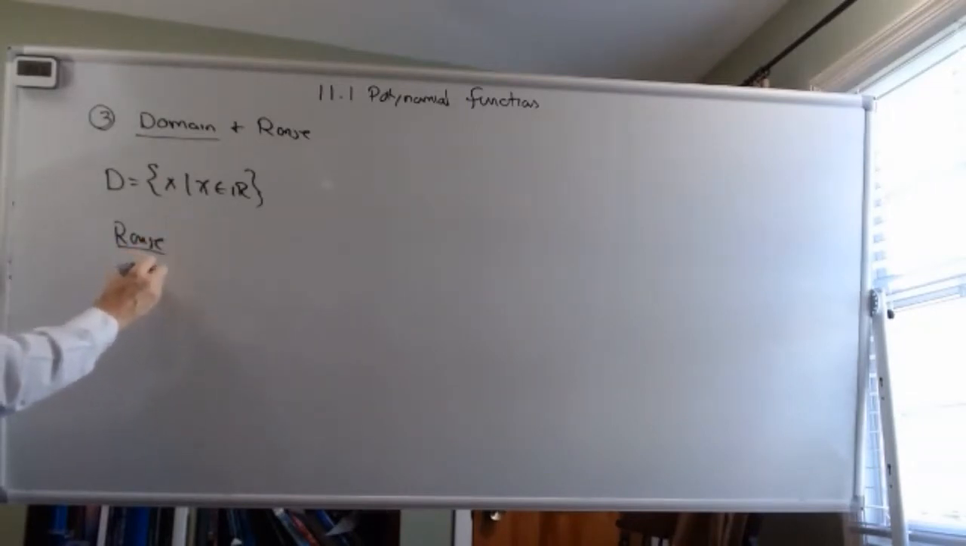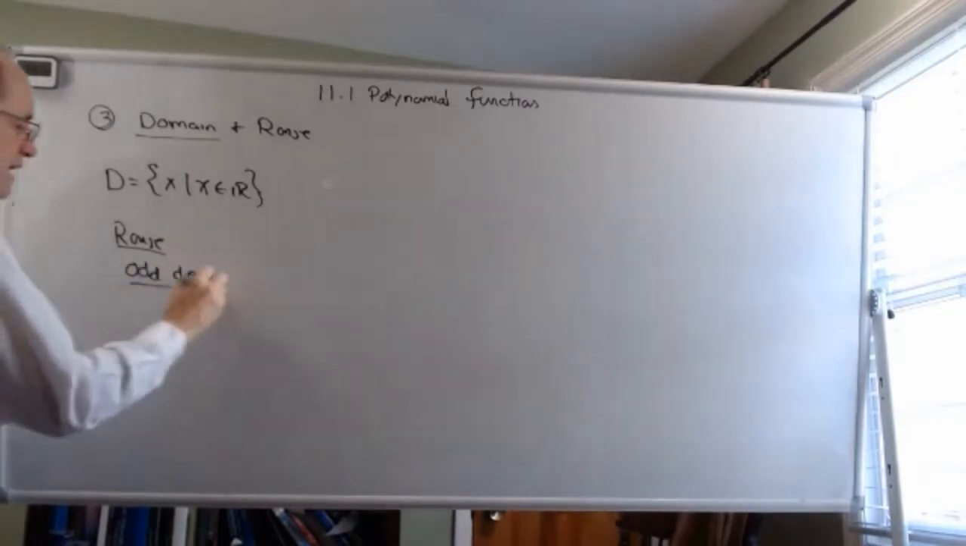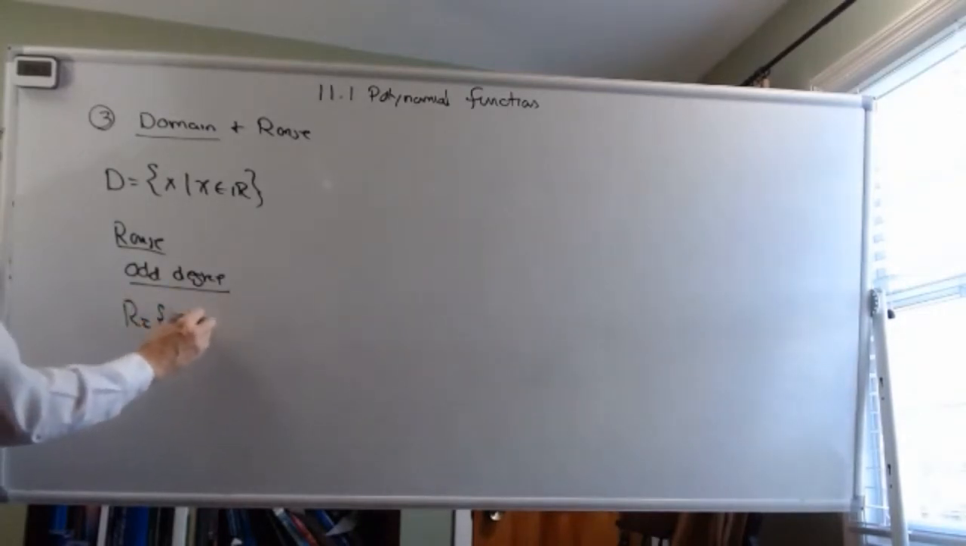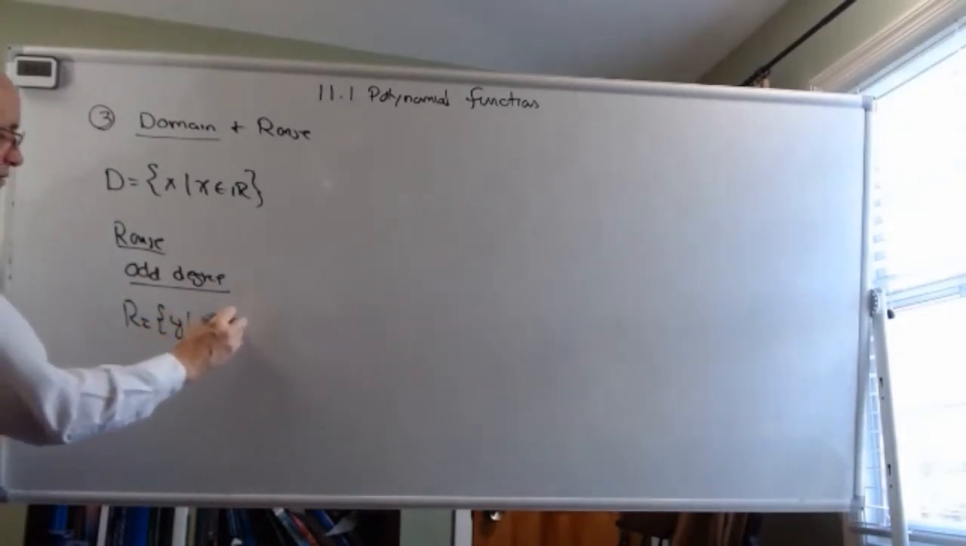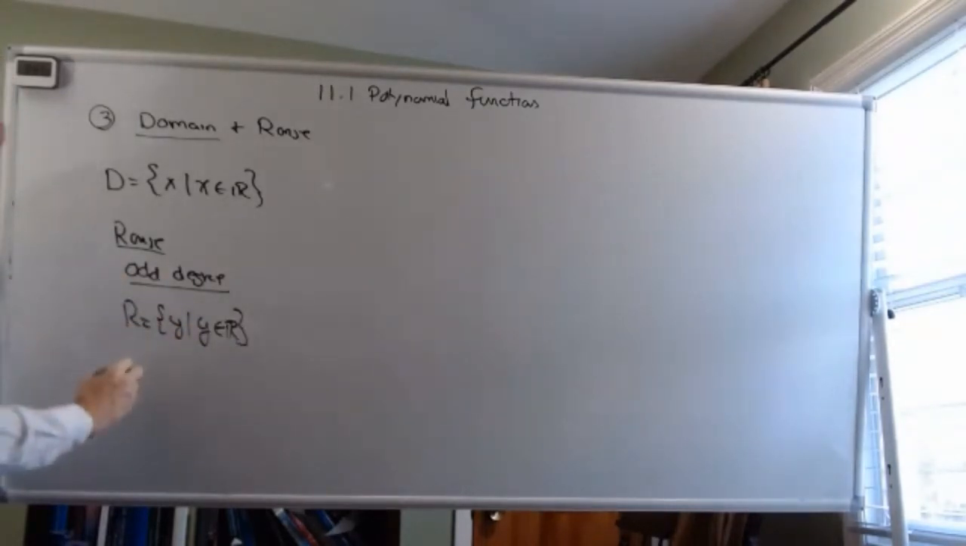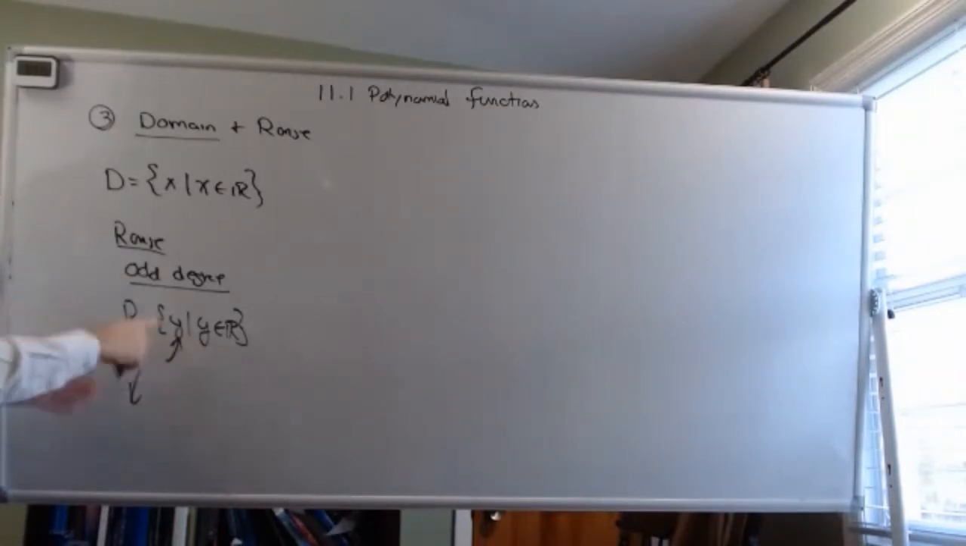We have an odd degree polynomial, and in that case, the range is easy. The range in that case is the set of all elements y such that y is any real number, because the end behavior takes care of that. The end behavior goes to plus and minus infinity, and in between it might wobble and wiggle, but it's still not going to change that.